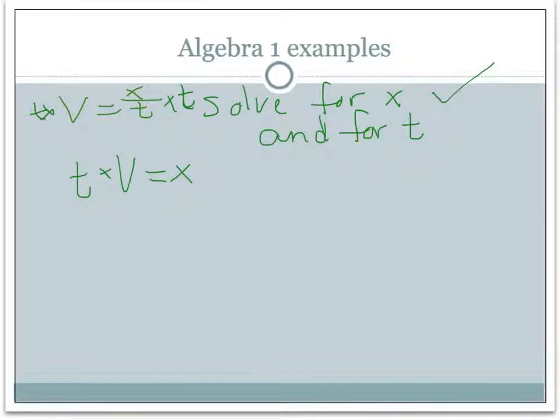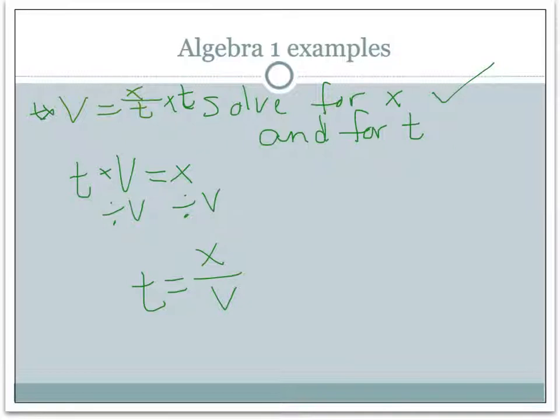Okay, so if I want to get t by itself, I know that it's multiplied by v. So I'm going to divide by v on both sides of the problem. And that tells me that t equals x divided by v.